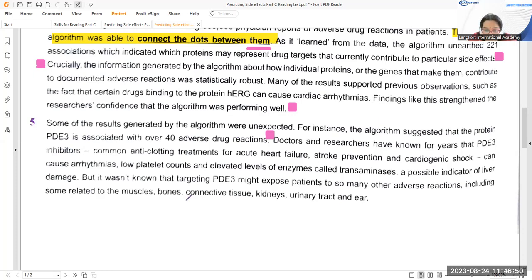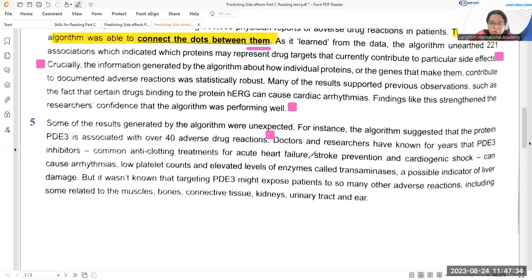Okay, so now let's read the next sentence. Can you read till the end, Smita? Doctors and researchers have known for years that PDE3 inhibitors, common anti-clotting treatments for acute heart failure, stroke prevention, and cardiogenic shock, can cause arrhythmias, low platelet counts, and elevated levels of enzymes called transaminases, a possible indicator of liver damage. But it wasn't known that targeting PDE3 might expose patients to so many other adverse reactions, including some related to the muscles, bones, connective tissues, kidneys, urinary tract, and ear.